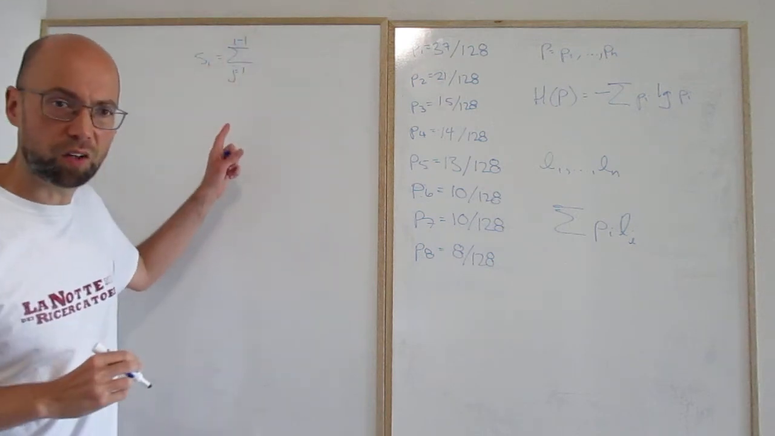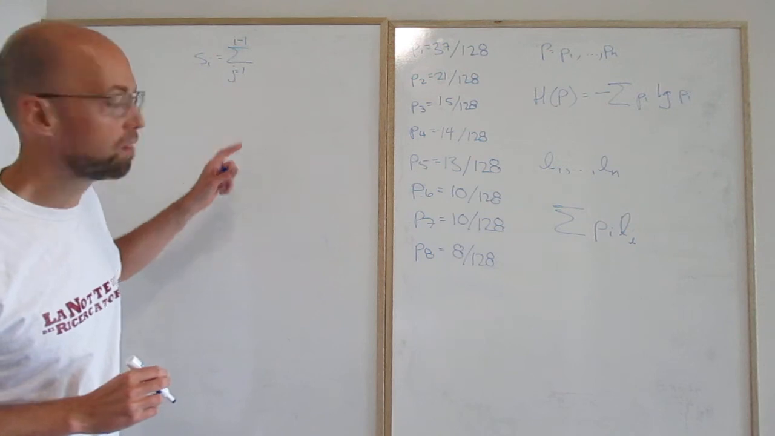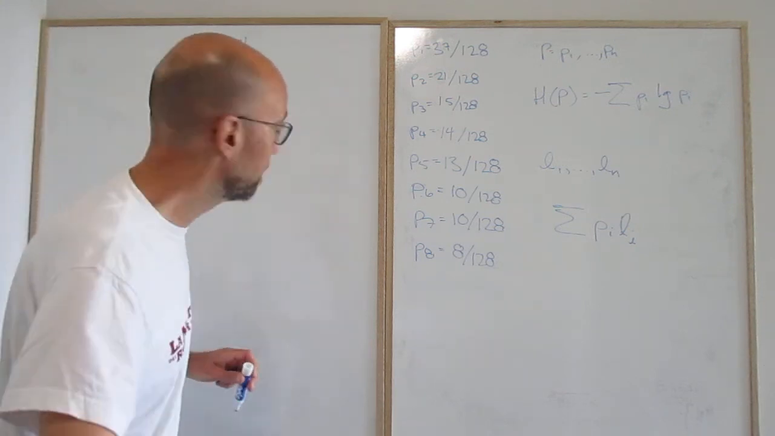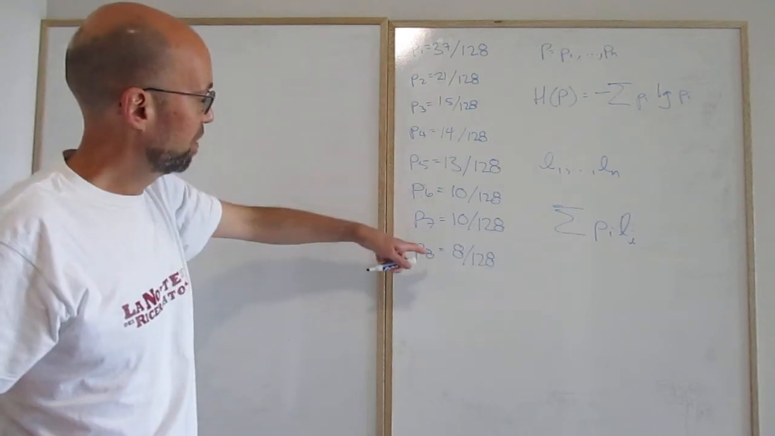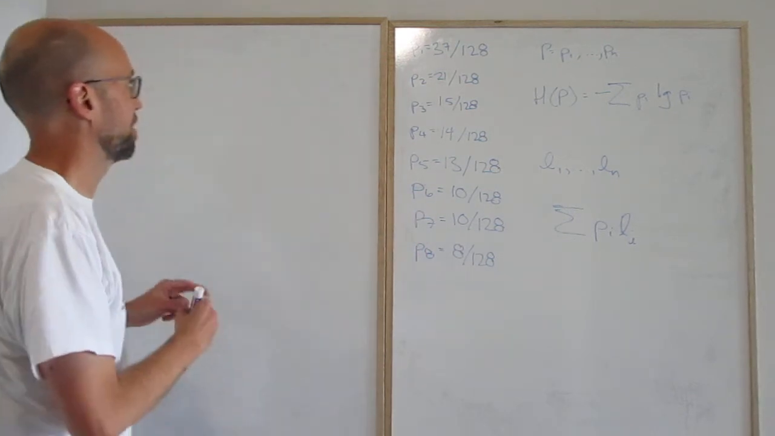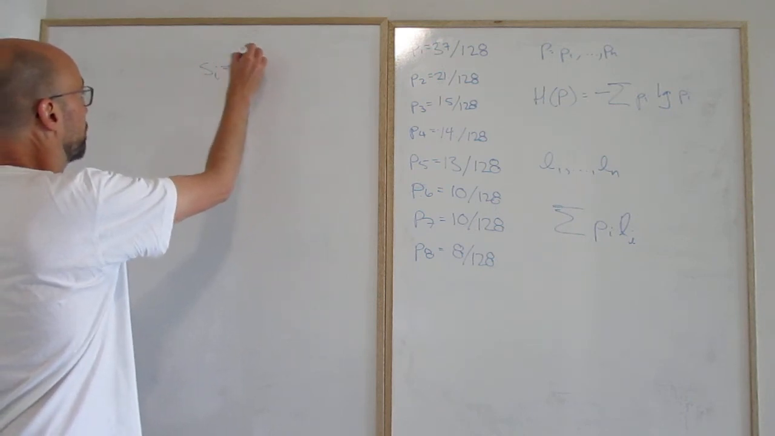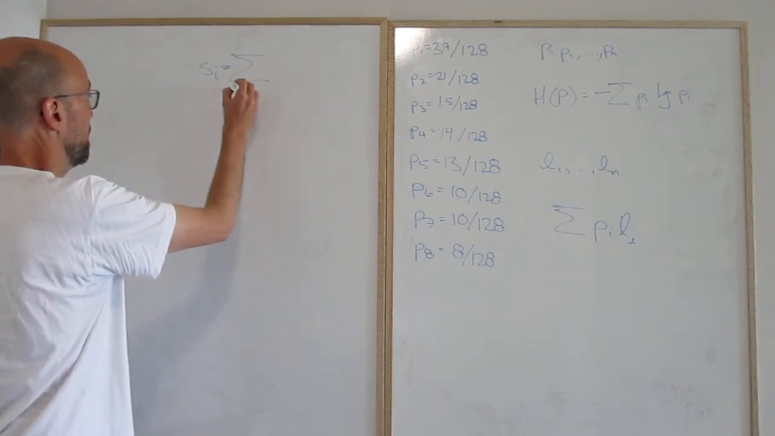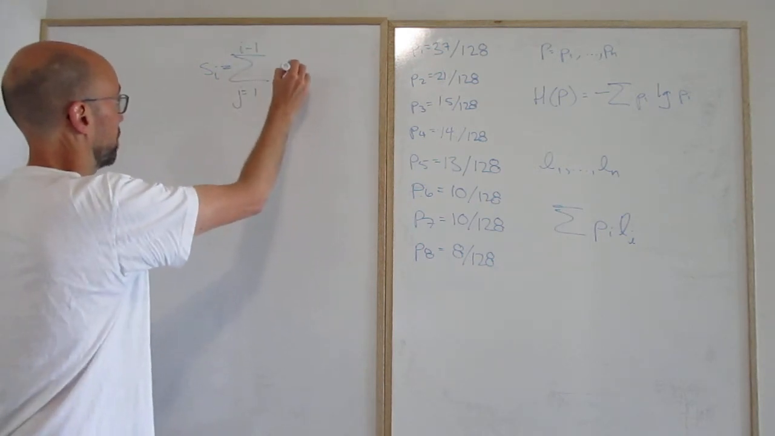Can you read this at all? No. Okay, I'll write it a bit bigger. So we have these p_i's. You could read those because you were working out what the numbers were. So we have S_i equals the sum, j equals 1 to i minus 1, of p_j. Is this better?